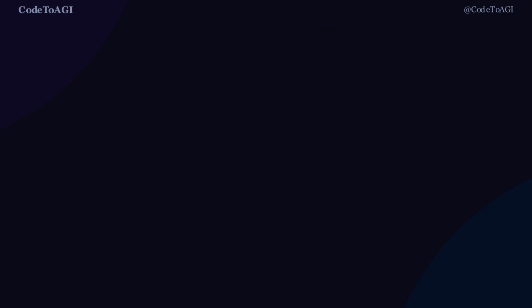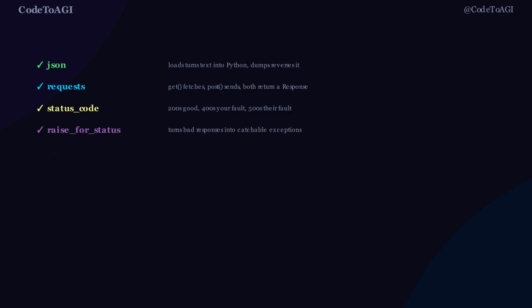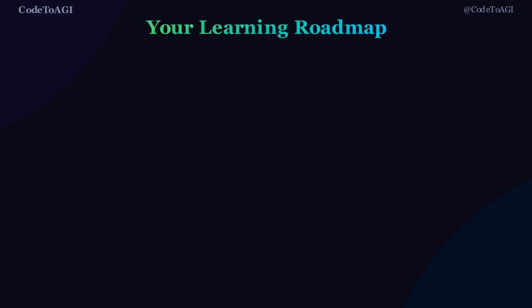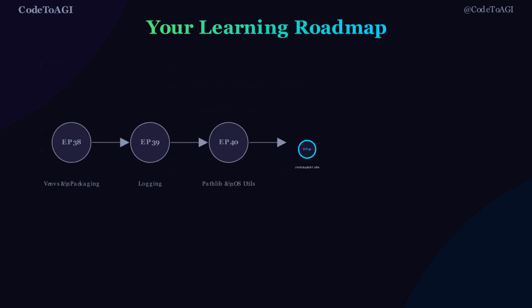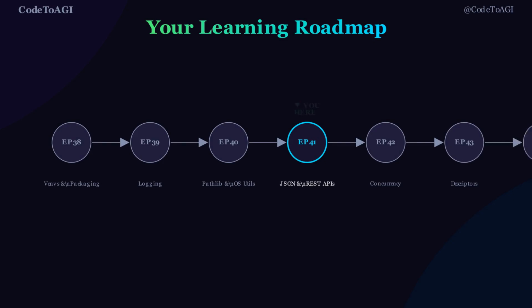Let's recap what you learned today. JSON is just text, loads turns it into Python, dumps reverses it. requests.get fetches data. requests.post sends data. Status codes tell you what happened, always check them. raise_for_status turns a bad code into a catchable exception. Timeout equals stops a dead server from hanging your script. .get with a default prevents every missing key crash. Always wrap network calls in a try except block.